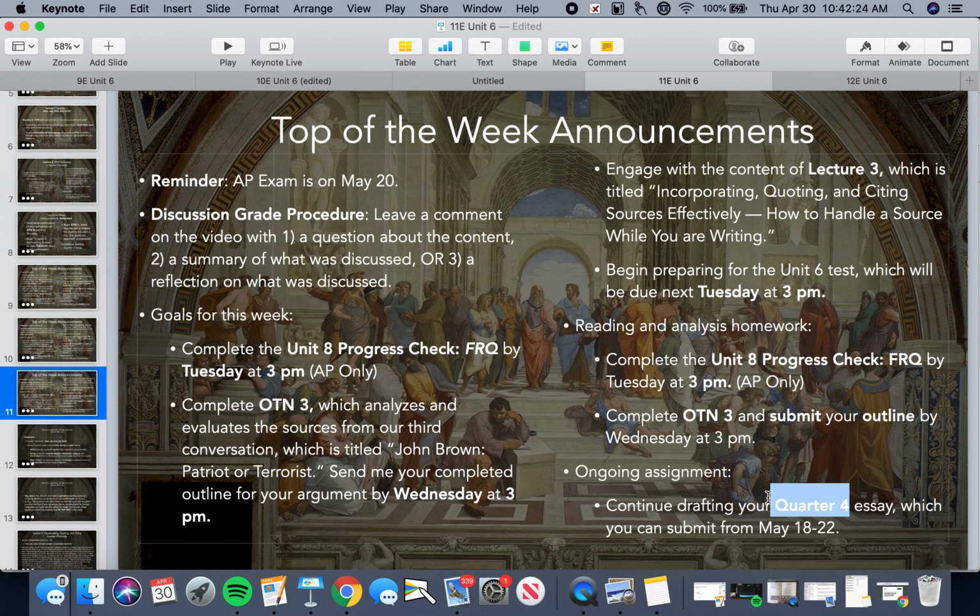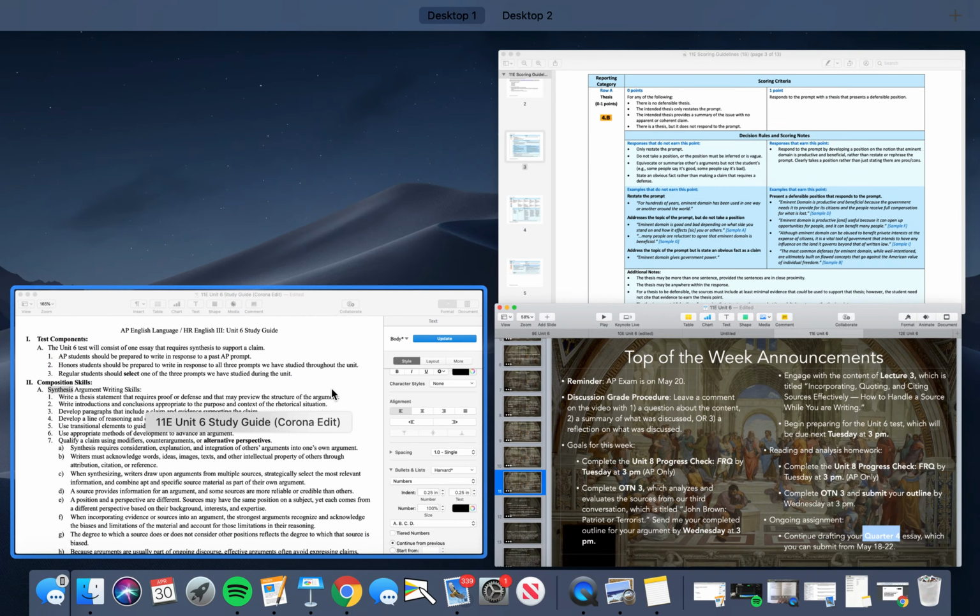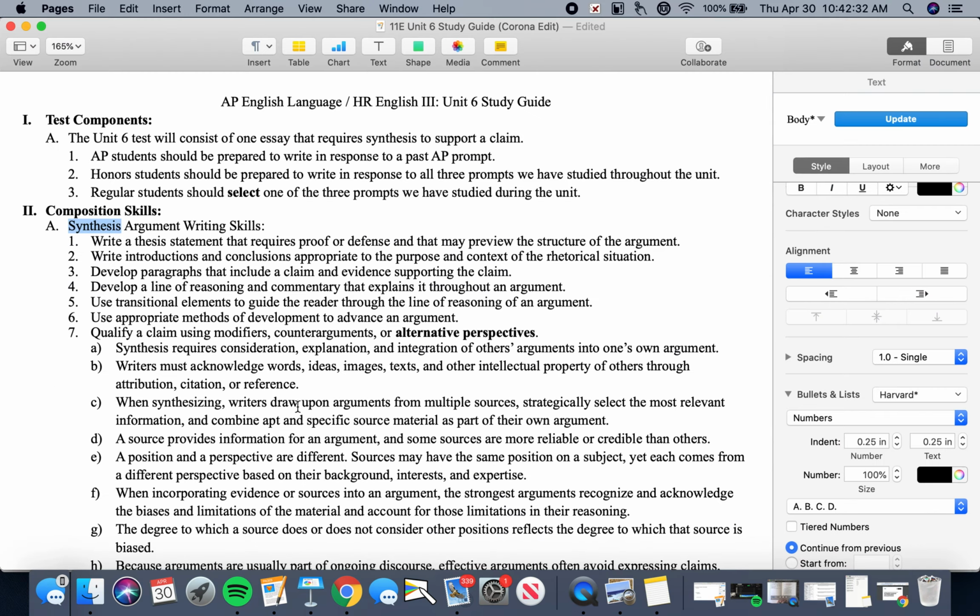Before we get into that, let's just go ahead and spend the rest of our time today on this Friday just with this review guide. The basic test components, the basic thing that you are facing, is one essay prompt that requires you to use synthesis to support a claim. That claim needs to be generated in response to whatever prompt you are faced with.